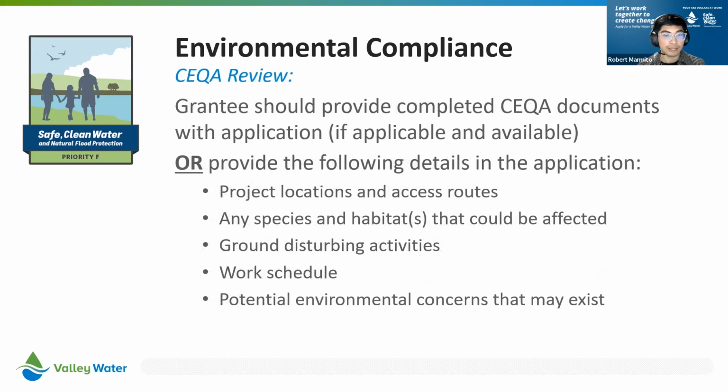The grantee should provide completed CEQA documents with their application if it is applicable and if it's available. Or they must be able to provide the following details in their application, which is the project locations and access routes, any species and habitats that could be affected, ground disturbing activities, the work schedule, and potential environmental concerns that may exist. As a tip, provide as much detail as possible so that you don't lose any points and so that there's less back and forth later on in the process.